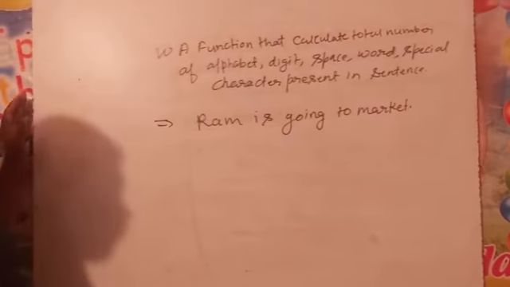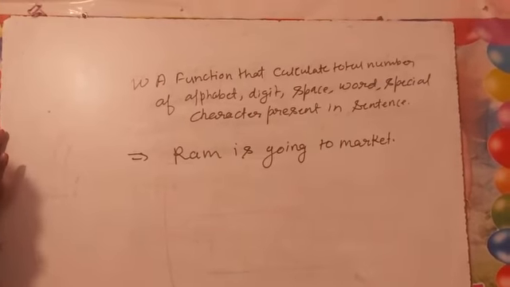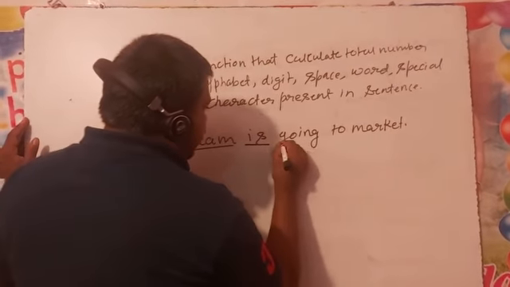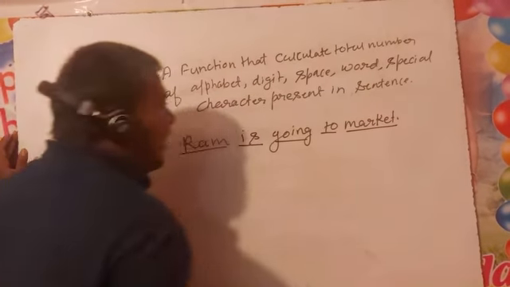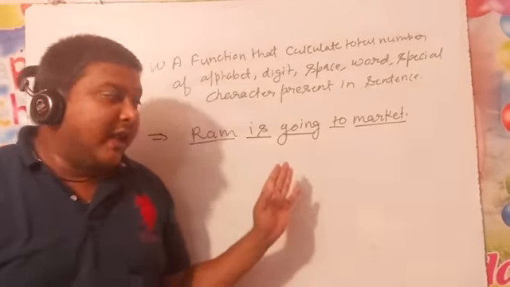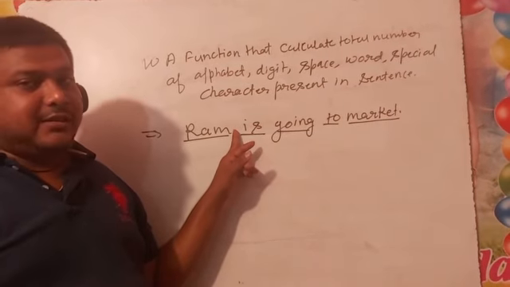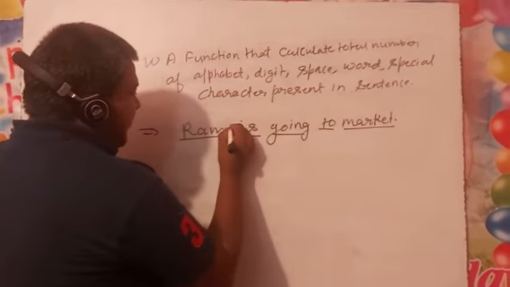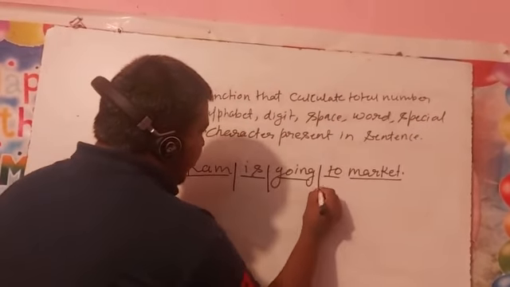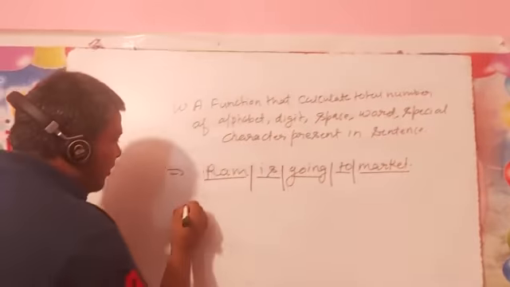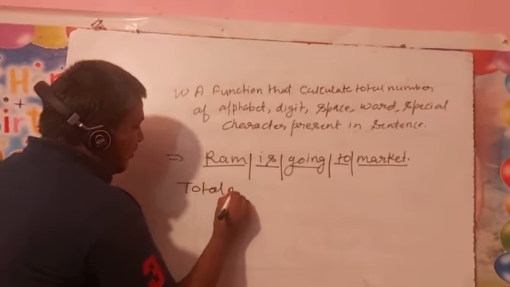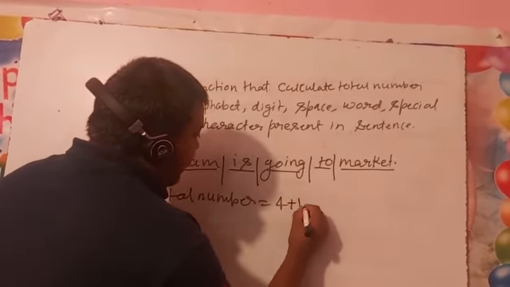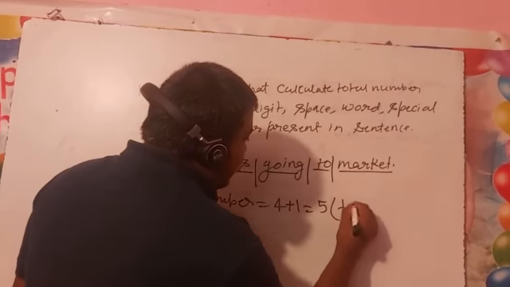If we have one sentence, Ram is going to market. Here, the total number of words is 1, 2, 3, 4, 5. We all know that in English also, a space separates the words. So what we will do is count the total number of spaces: 1, 2, 3, 4. So the total number of spaces is 4. Then I will do plus 1, which is equal to 5. That is the total number of words.